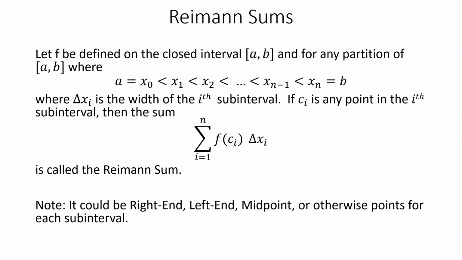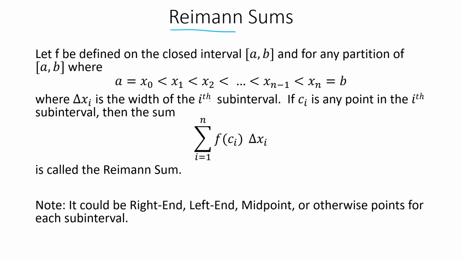All right, so these have a fancy name. They are called Riemann sums, named after the guy who came up with them. I believe he was German. So if we let f be defined on a closed interval from a to b, for any partition of a, b, where all these x's are between a and b and all of them are not equal to each other. So like we keep going up just a little bit more. Maybe these are our right-hand rectangles or maybe these are our left-hand endpoints, whatever.